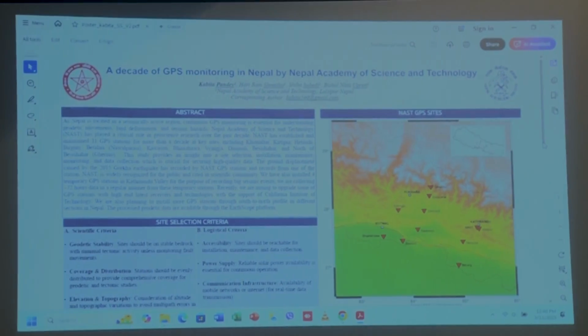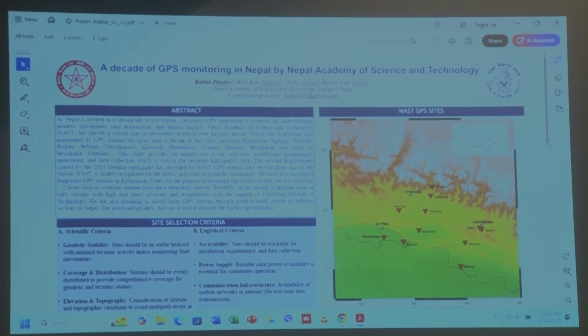The GPS sites are regularly being monitored and the data are being collected. Before installing the sites, we considered several criteria, and we have mentioned them, and the stations can be seen in the video there. There are various applications of the GPS stations installed by NAST, and you can see various papers that have been published from the data of Nepal Academy of Science and Technology, using the GPS network.